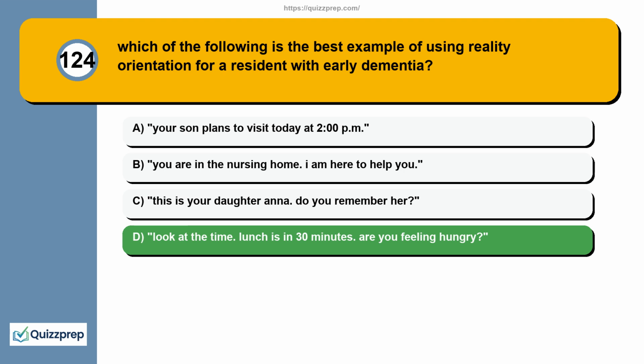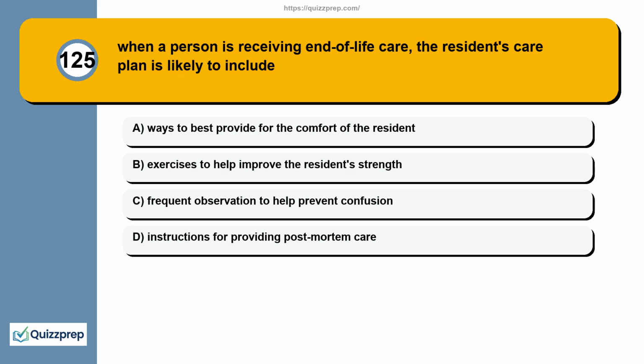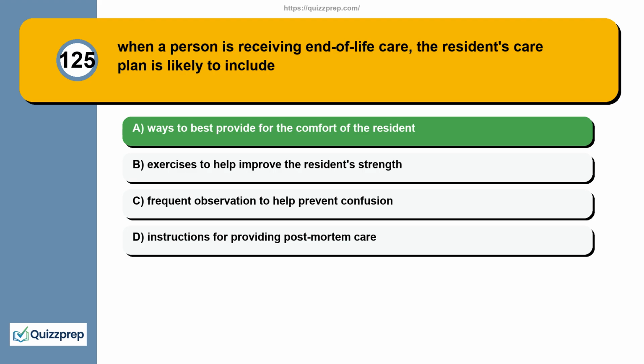Are you feeling hungry? Question 125. When a person is receiving end-of-life care, the resident's care plan is likely to include: Option A, ways to best provide for the comfort of the resident. Option B, exercises to help improve the resident's strength. Option C, frequent observation to help prevent confusion. Option D, instructions for providing postmortem care. The correct answer is option A, ways to best provide for the comfort of the resident.